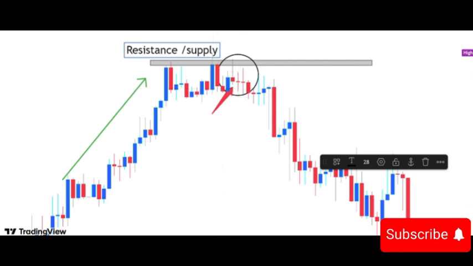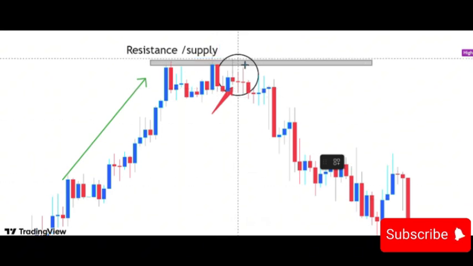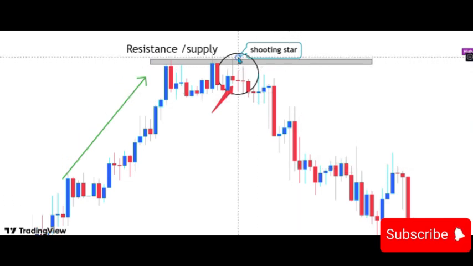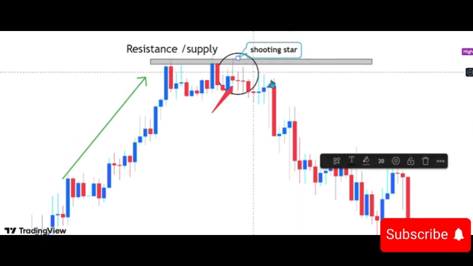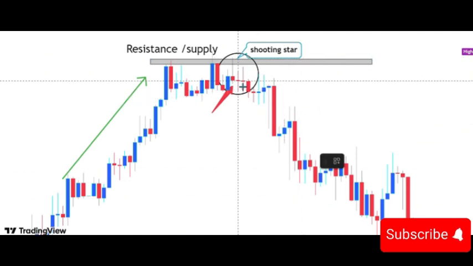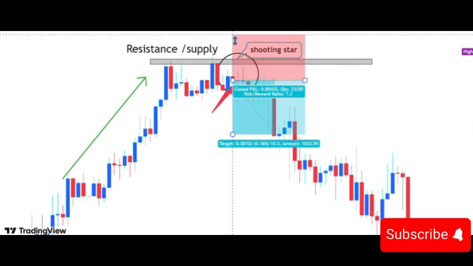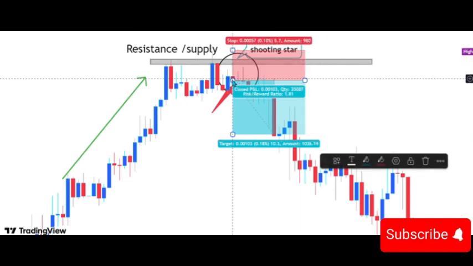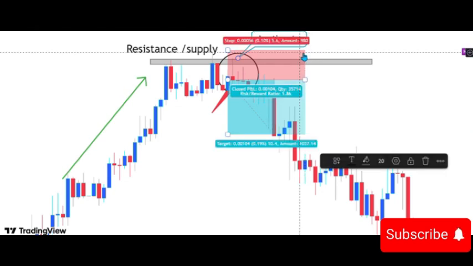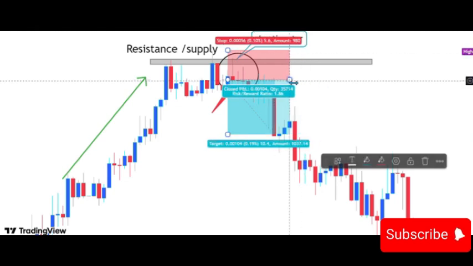All right, I'll just mark that out as a shooting star over here. That's our shooting star. Okay, candlestick. It's a single candlestick, and it looks like that. So after the close of that candlestick, we're looking to sell at this point and place our stop loss just above the long wick of that shooting star.